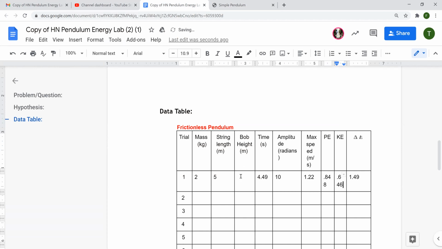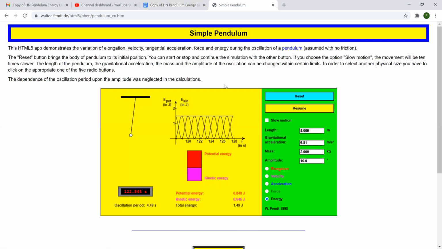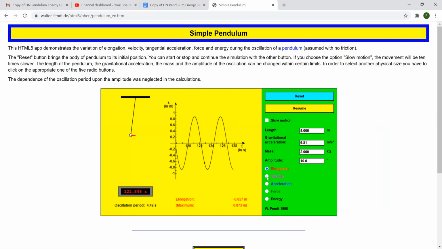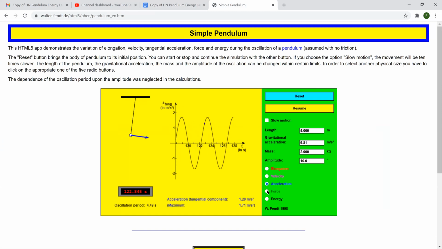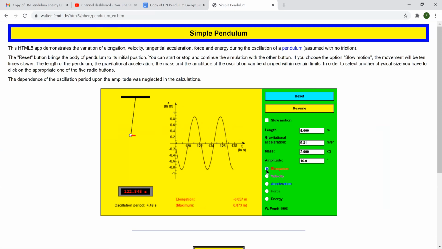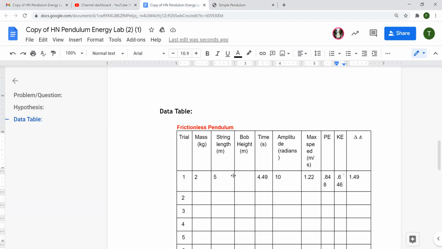Okay, I still don't know what this bob height is in meters. I'm going to ask a classmate about that because I have no idea. I can look here and see if it might be this number here in elongation. Well, it is meters. That's what it says. Bob height. So we can go with that one if you want. That will clear that up for us.